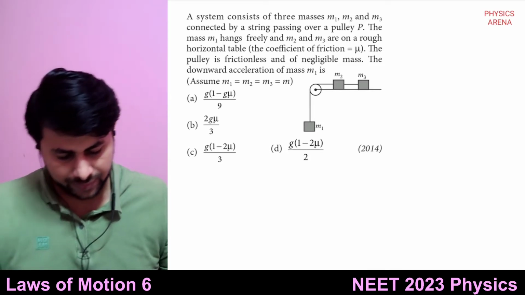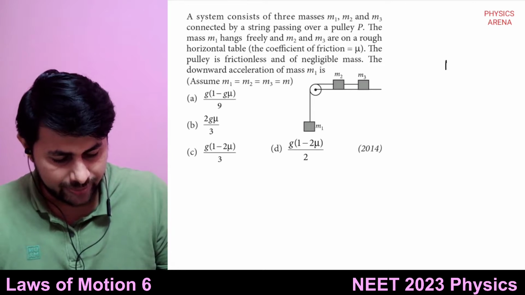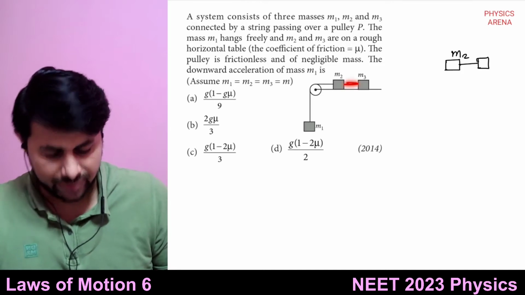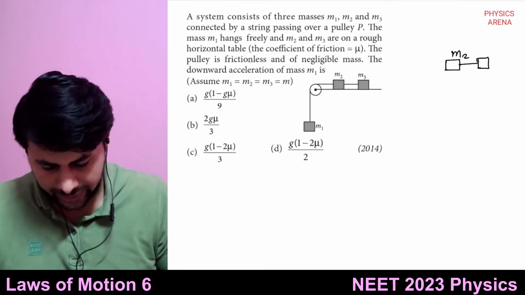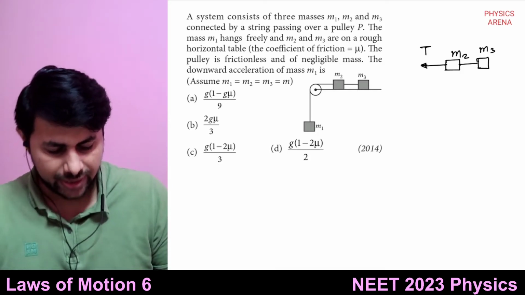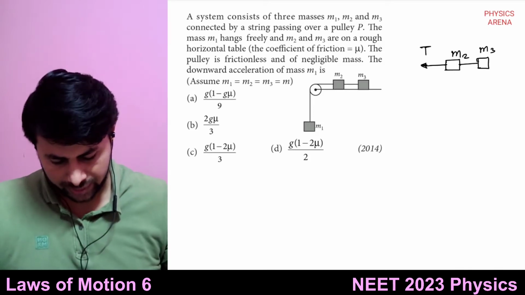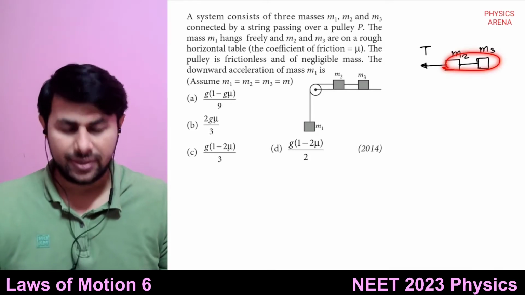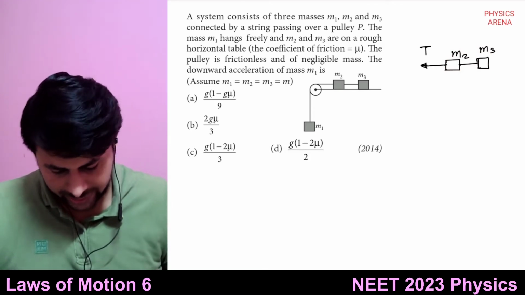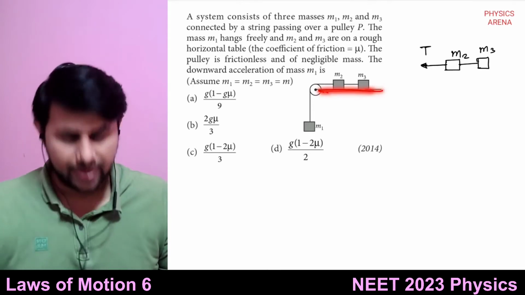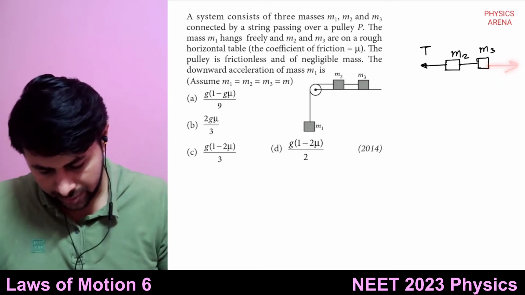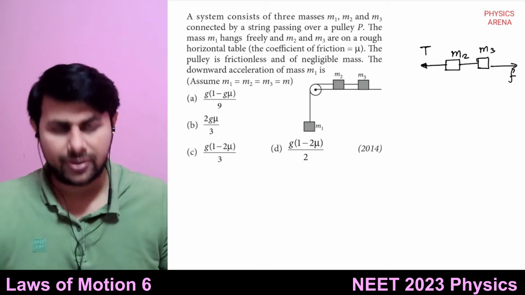All right. We can bundle up these masses m2 and m3 because we don't care what happens in between these two masses. So m2 and m3 we are bundling up, and there is some tension in the string T acting towards left. How much will be the tension in the string? That we don't know, we have to find it out. Since this is a rough surface, there would be some frictional force F acting towards right.